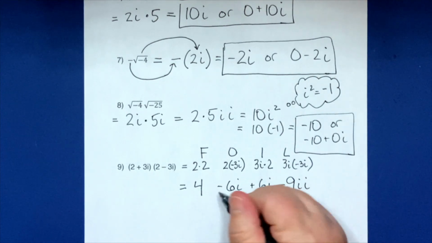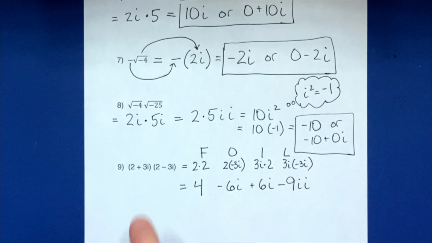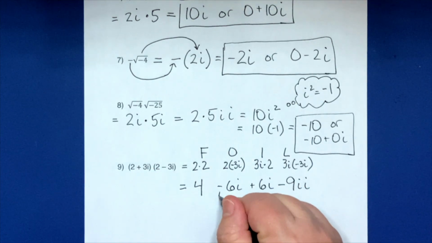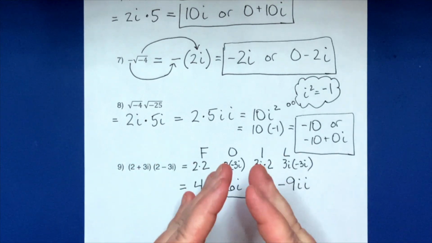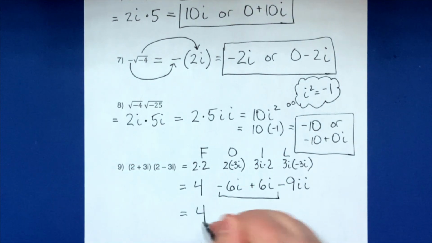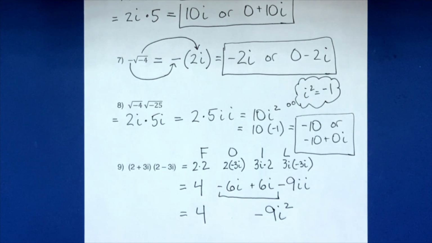Now, in this particular one, if you notice the pattern, hopefully you notice the pattern, this is a 2 plus 3i, and this is a 2 minus 3i. So what happens in the middle? In the middle, everything cancels, which is pretty cool. So then we've got a 4 on the left and a minus 9i squared on the right.